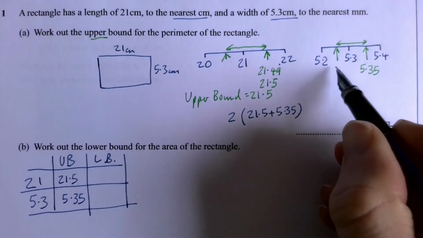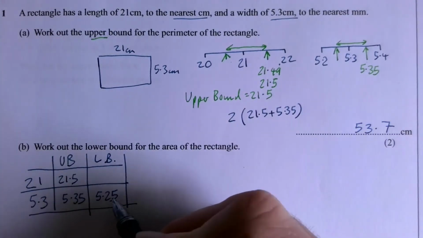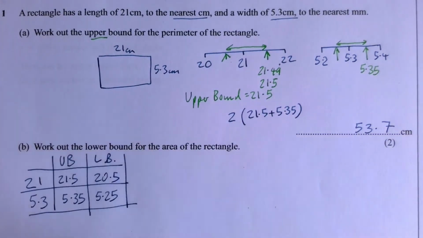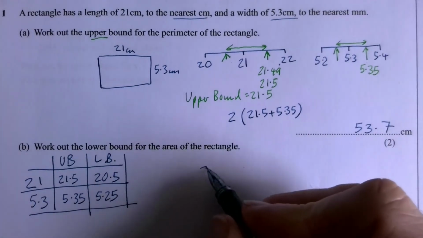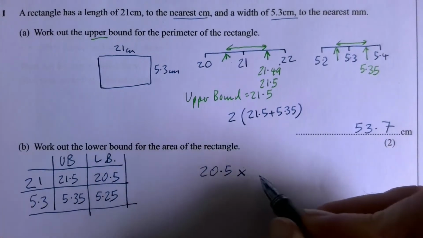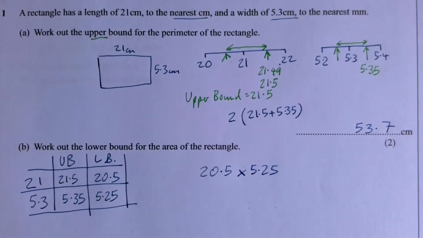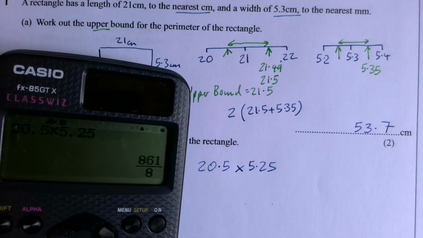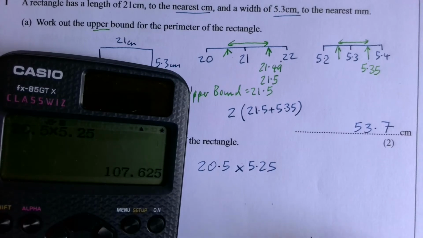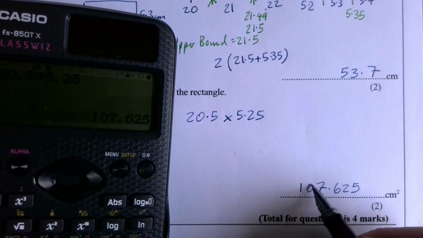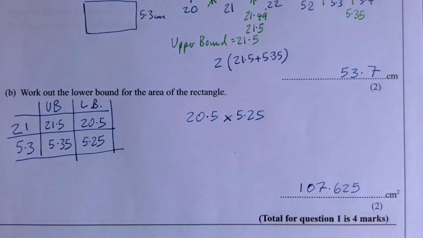Our lower bounds are going to be 5.25, and halfway between 20 and 21 is 20.5. So the area of a rectangle is 20.5 times 5.25, which is going to give us the smallest possible answer. Whack that into the calculator and hit S2D, and we get 107.625, and they haven't asked us to round it, so we don't.